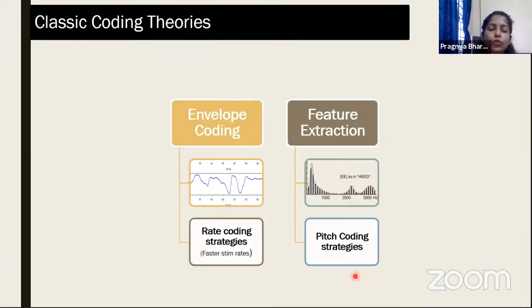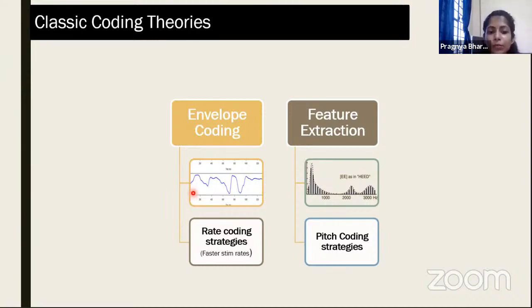during development. Classically, I am not going very far back in time, but the major speech coding strategies can be mainly divided into envelope coding strategies and feature extraction strategies. An envelope coding strategy, as the name itself suggests, mainly tries to depict the envelope of the sound with as much fidelity as possible. And in order to do that, as we discussed earlier, they apply high rates of stimulation.